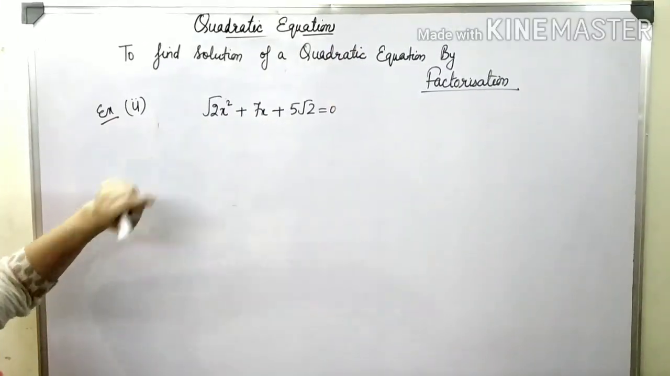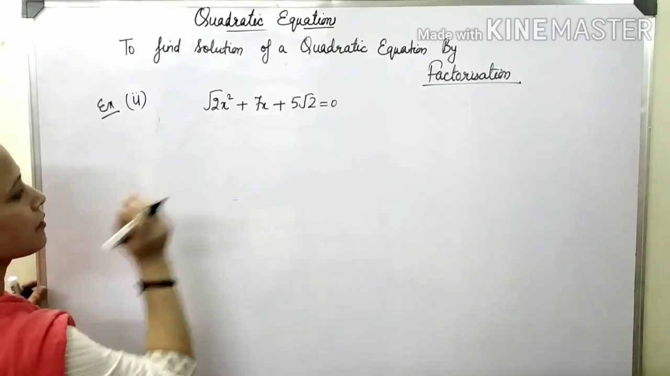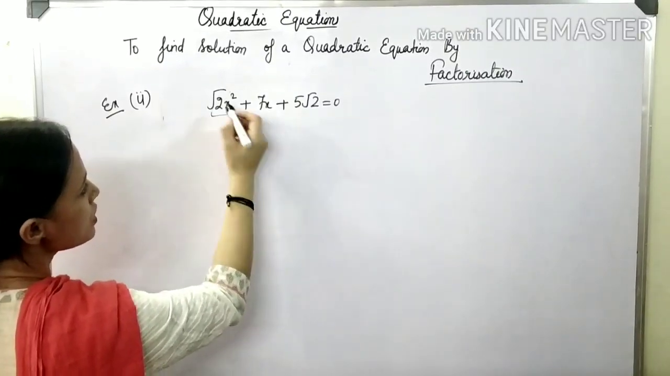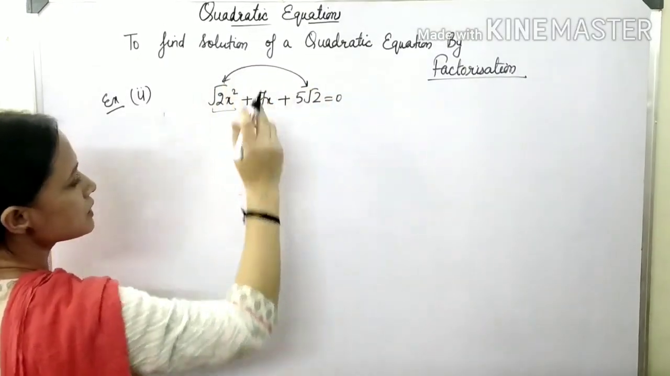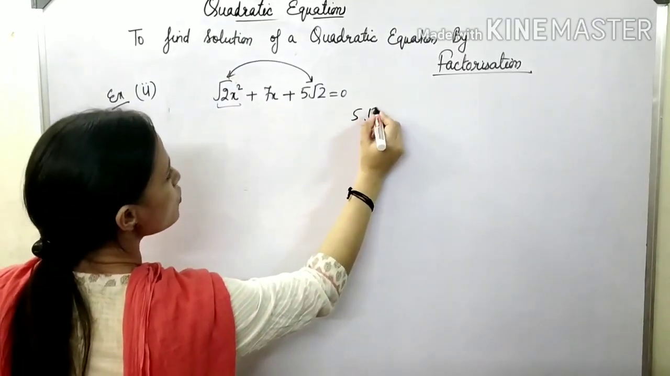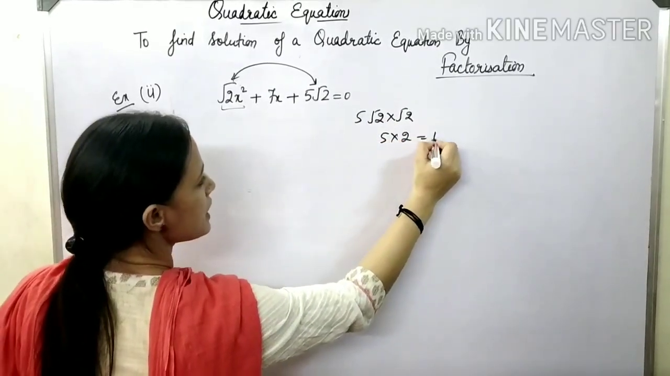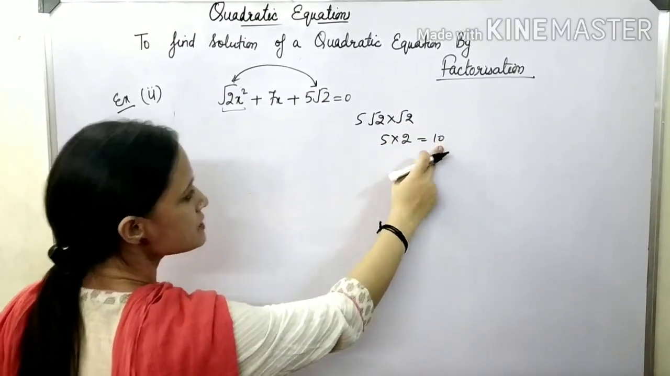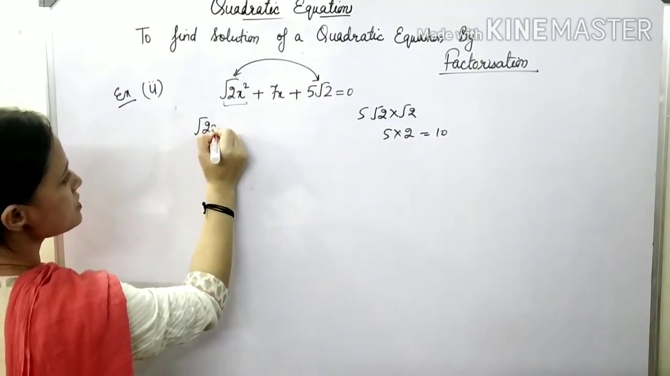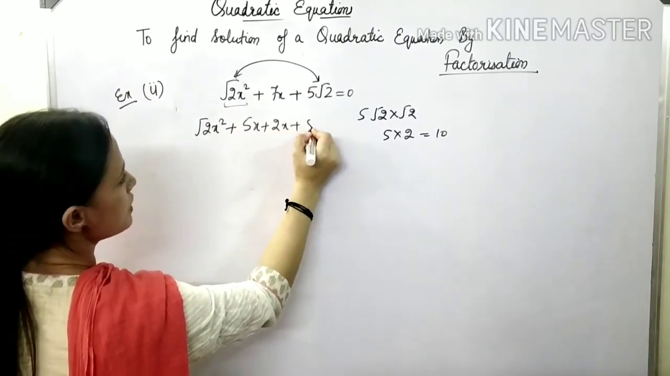Now one more example I am taking here where some terms are in irrational form. So how to factorize this? Again we can see that this is a quadratic equation, so we'll first apply the splitting the middle term method. So how are we going to do it? 5 root 2 into root 2 we have to multiply, and this is giving us 10. And we have to factorize this such that we get 7, and we can see that 5 plus 2 is giving us 7. So we have split the middle term as 5x and 2x.